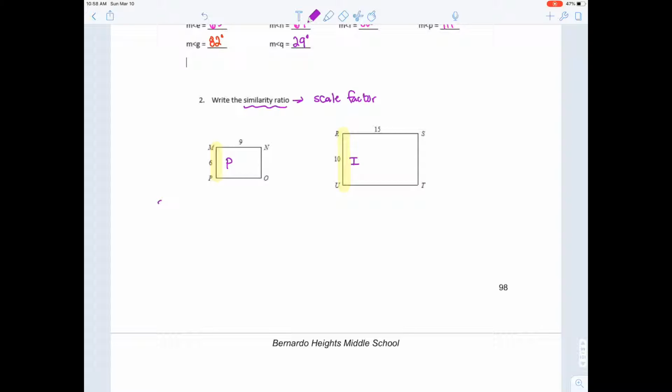Okay, and remember with our scale factor, the ratio we write is image over preimage. So I'm just going to go ahead and write 10 over 6, and I'm going to simplify that because I should always simplify my ratios. I can fit a 2 inside both of those, so I have something like this, 5 over 3. And that is our scale factor. That is a similarity ratio.